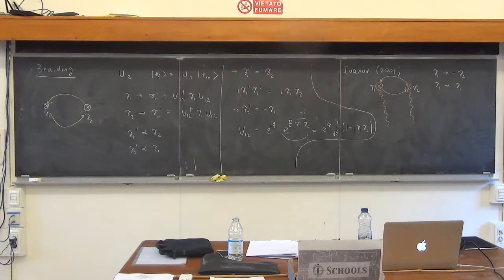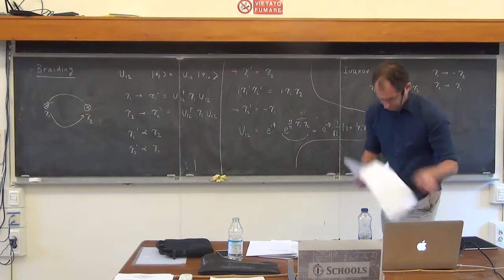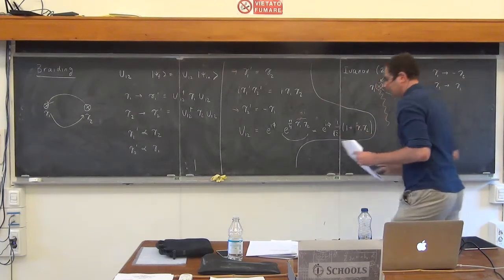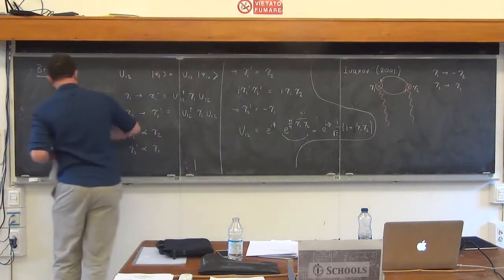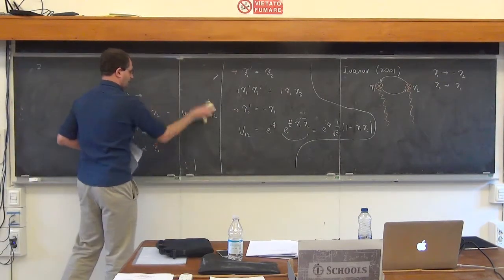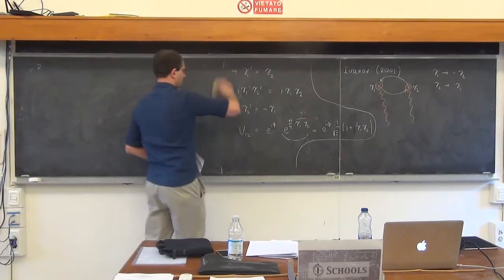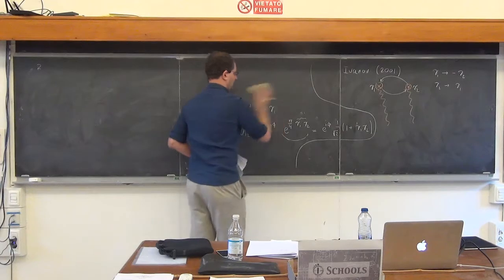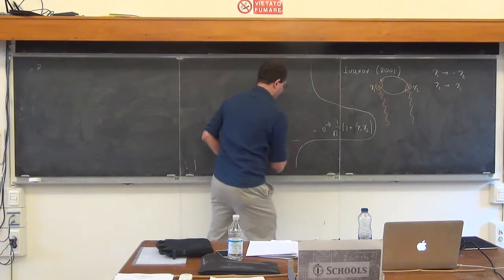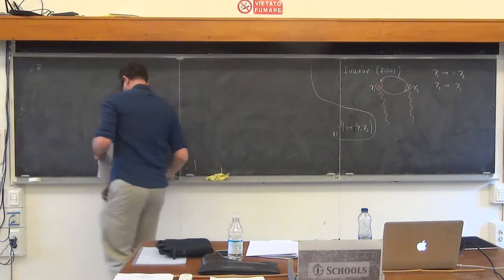So what I want to discuss next, and I'll just set it up and maybe continue later, is to formulate this braiding in a different way that's going to be easier to generalize to other types of anyonic defects that are not Majorana.